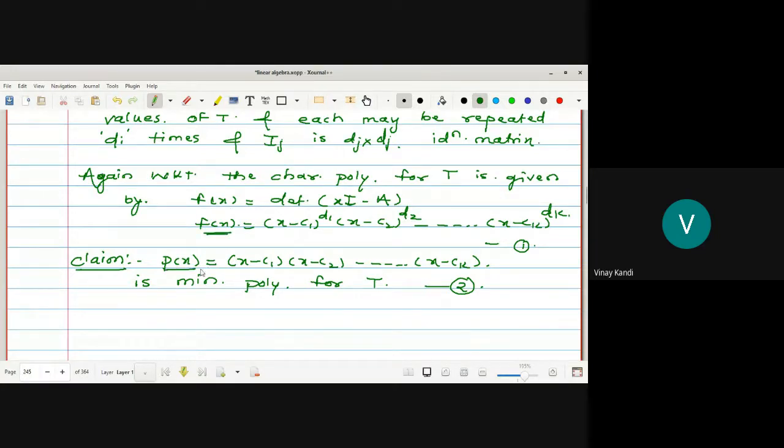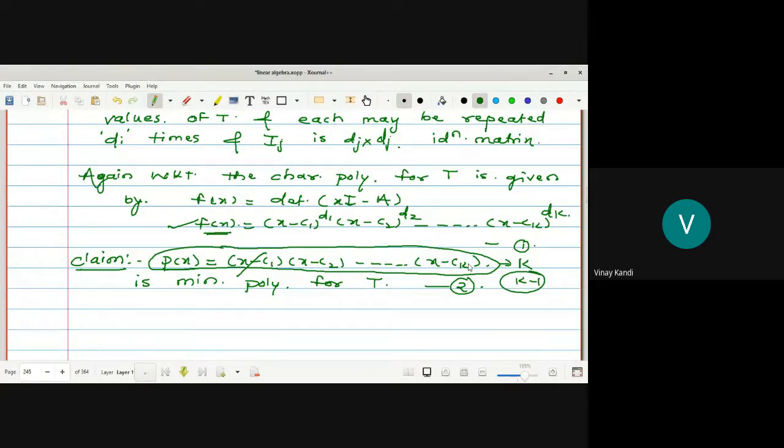That means the factor x minus c1 must always be in your p of x, and x minus c2 must always be there too. So a polynomial of lesser degree than this p of x will never annihilate T. Why? Because each and every root of f of x, the characteristic polynomial, is again a root of the minimal polynomial. Suppose the degree is k; a polynomial of degree k minus 1 cannot annihilate T. Why? Because suppose I skip this factor. So what is p of x? x minus c2, x minus c3, and so on.